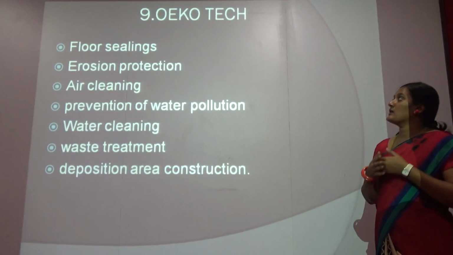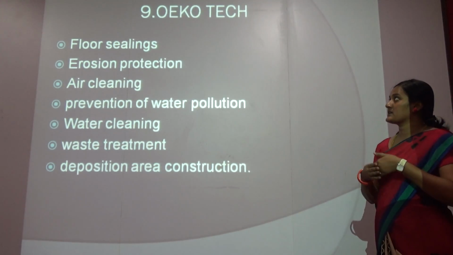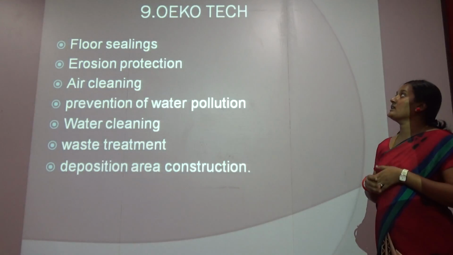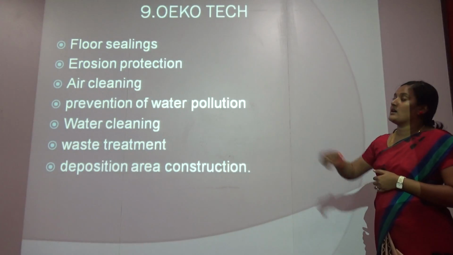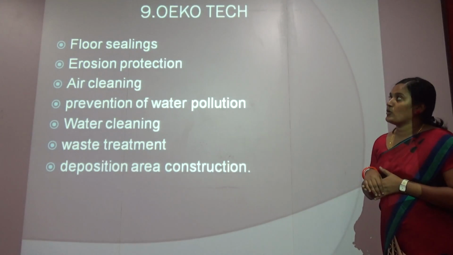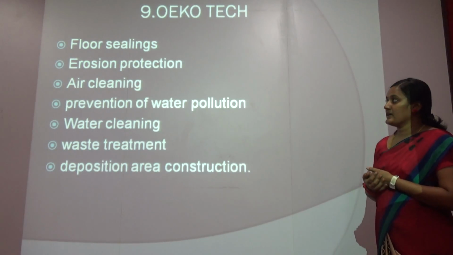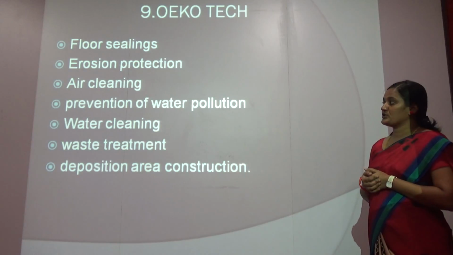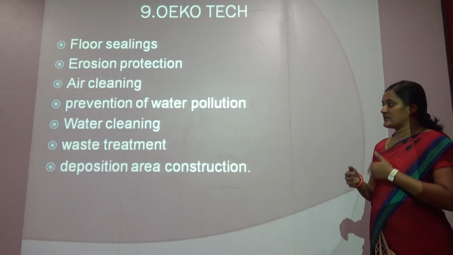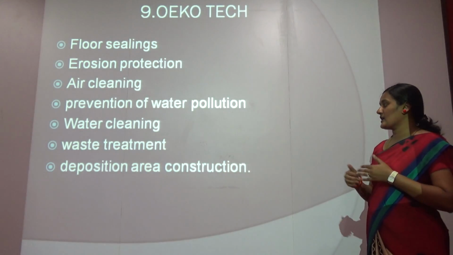Ecotech is a textile application which has been used in an eco-friendly manner. The first one is floor ceilings and erosion protection. Third one is air cleaning. Fourth one is prevention of water pollution and water cleaning, waste treatment, deposition area construction.